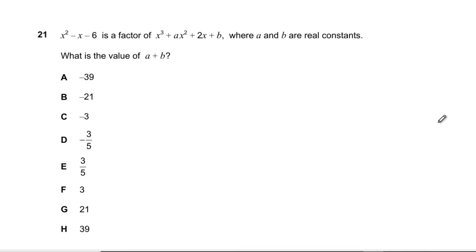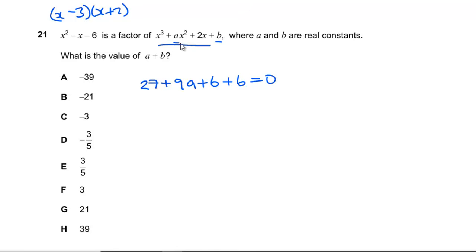So question 21, we've got x squared minus x minus 6 is a factor of this. What's the value of a plus b? Right, so we've got an a here, a b here. These are real constants. So this thing is (x minus 3)(x plus 2). So if I put x is 3 and x is minus 2 into this thing, I'm going to get two things that equal 0. So when x is 3, I'm going to get 27 plus 9a plus 6 plus b is equal to 0. When x is minus 2, I'll get minus 8 plus 4a minus 4 plus b is equal to 0.